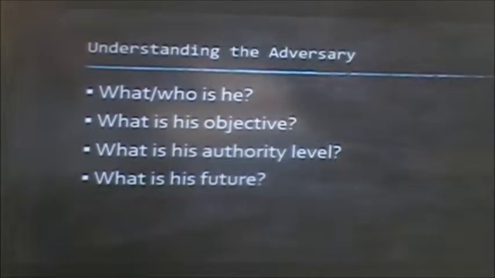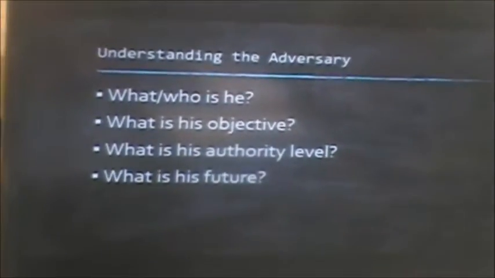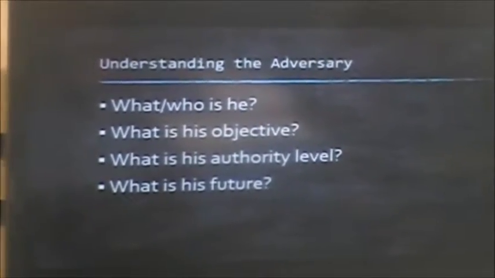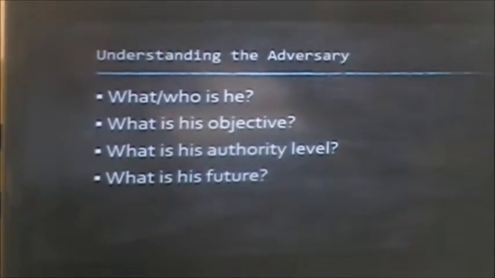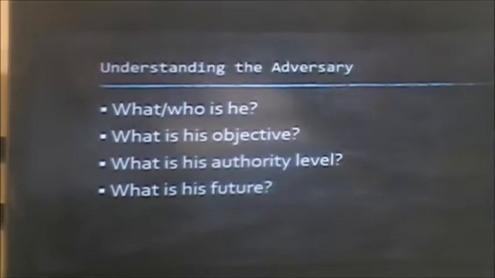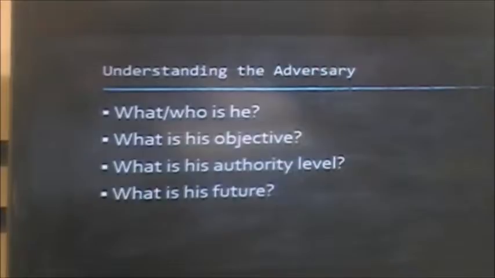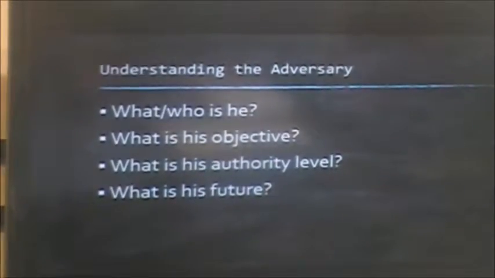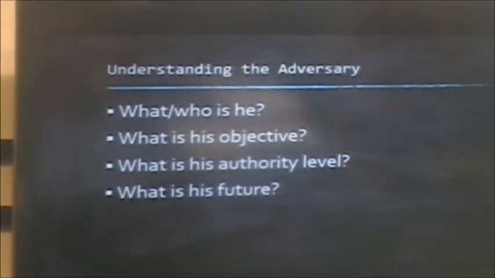But just understanding the adversary, we first went through what and who he is. And this is where I'm going to ask for some feedback, because now you have the answers to some of these questions. We can go to the simple answers. So what is he? He's the adversary, but what is he? He's a messenger. He is a messenger, right? So he's a messenger, or angel.